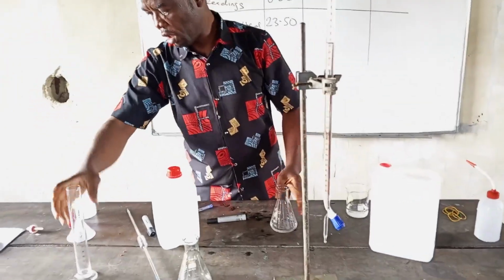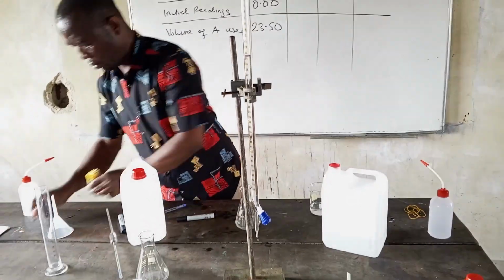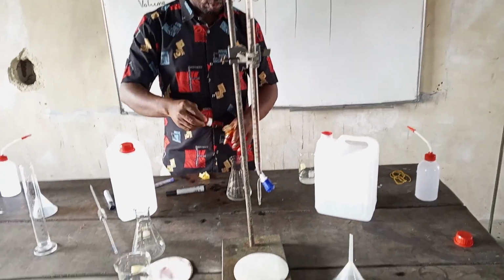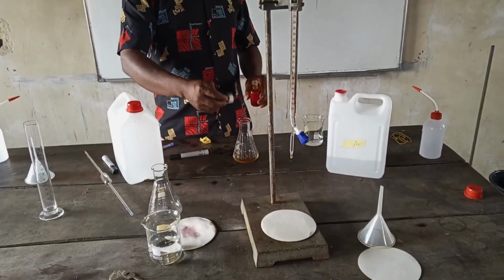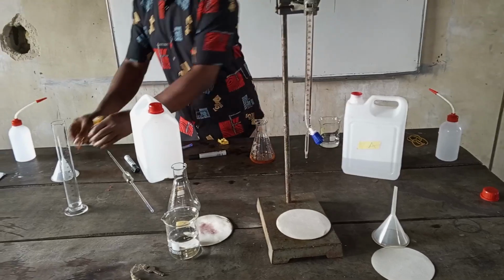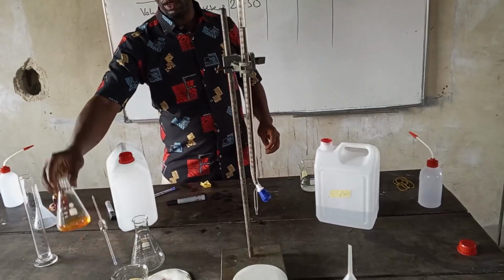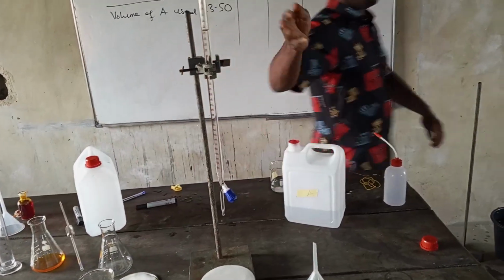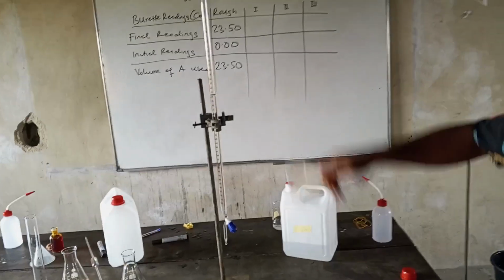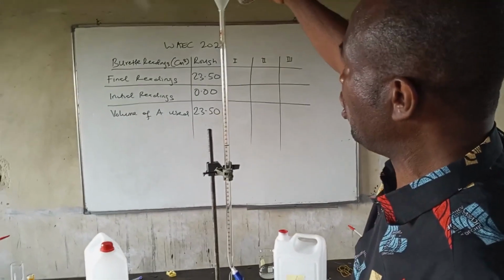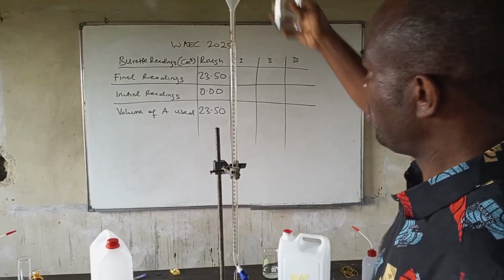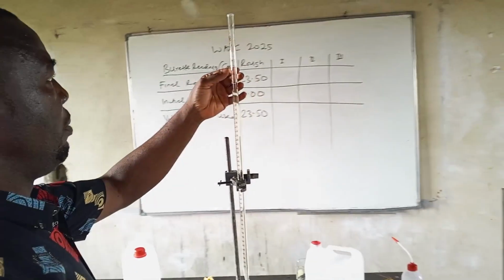Then you add 2 drops of indicator. One, 2. Then you swirl the flask. Keep it apart. This yellow color means the acid level has reduced. We now add more acid. You must not start from 0. You can start from any whole number of your own convenience. Perhaps let me start from 2.